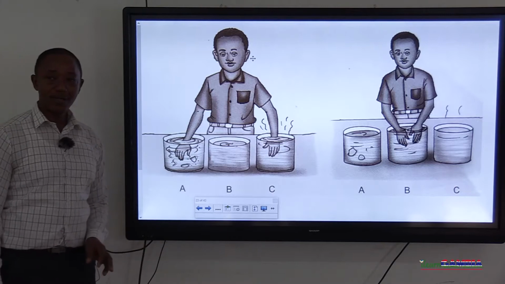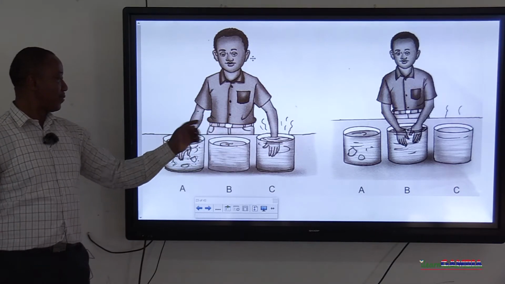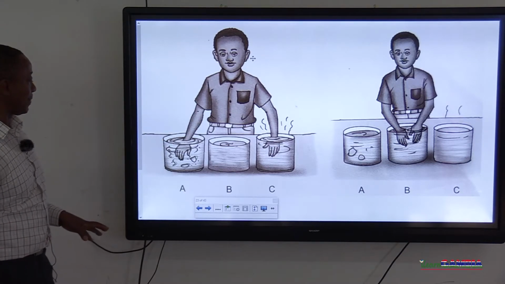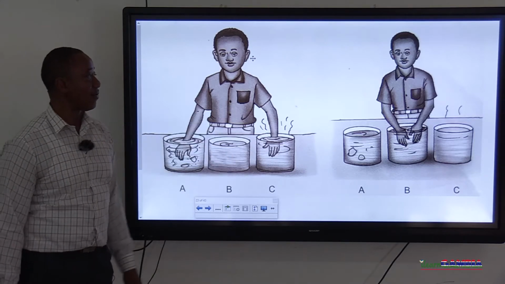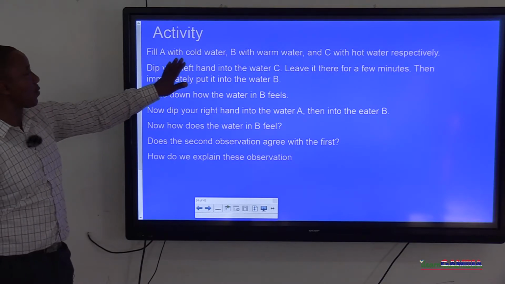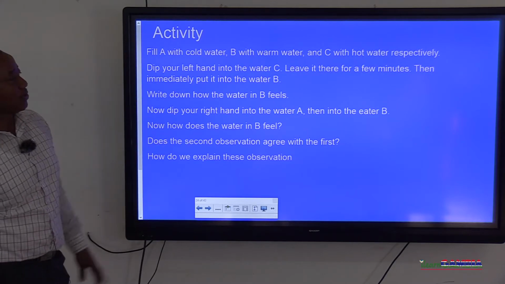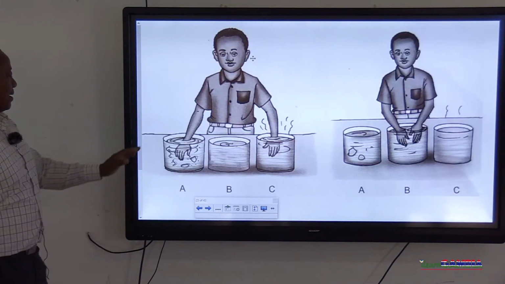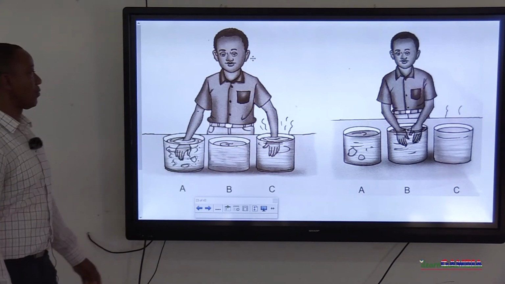And then the other one is warm water. That is water that is of a higher temperature than the water you normally collect from the tap. Okay? So we have cold water, we have warm water, and then we have hot water. So let's look at the description. It says filled A with cold water, B with warm water, and C with hot water respectively. So if I should take you back, this is cold water, warm water, and hot water.